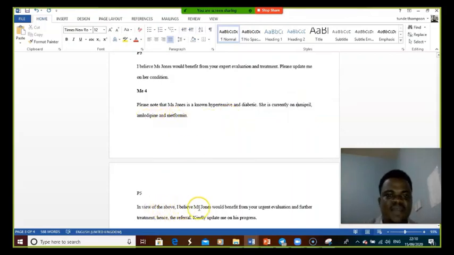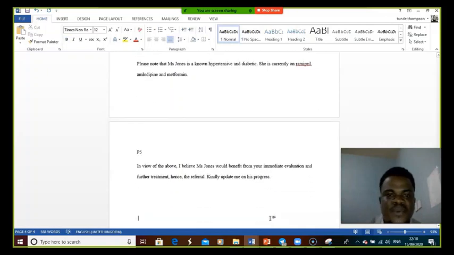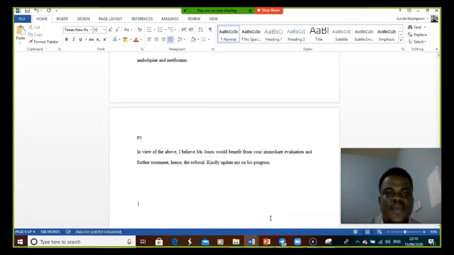In view of the above, I believe Ms. Jones would benefit from your urgent, because I'm still restating the purpose again. So I don't want to say urgent, I will say immediate benefit, because I've used urgent before. I can say immediate. In view of the above, I believe Ms. Jones will benefit from your immediate evaluation and further treatment, hence the referral. Kindly update me on his progress. So your last sentence will now be, please contact me if you have any query.